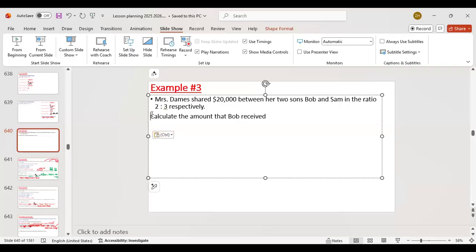So how are we going to figure out the amount that Bob received? 20,000 divided by 5, and when you get that answer, you times it by 2. Very good. So we have to figure out what is 1 equal part. 1 equal part is going to be what? 4,000.